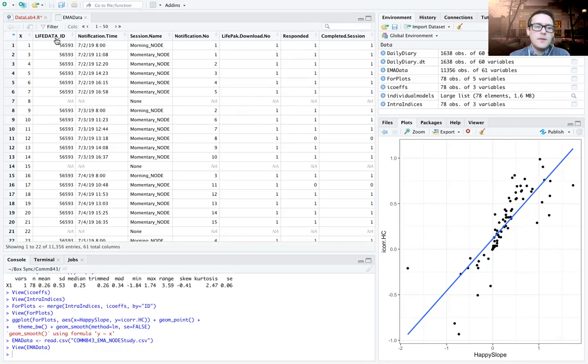But the nice thing about life data, in order to make it difficult to take someone's data and link it back to who they are in the real world, which would be an issue for privacy, is that it gives each person a randomly generated ID number that's called life data ID. But that makes it difficult then to merge back with your daily diary data or your baseline data.